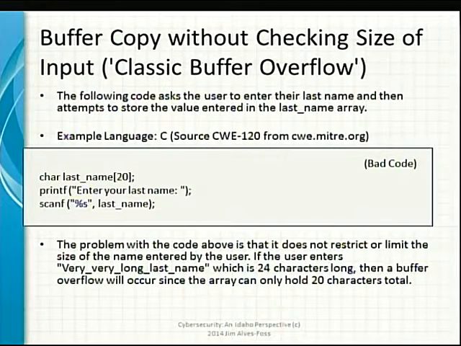So a more precise example: here we have a character array, last name, 20. We ask, enter your last name, then scan in the string to last name. If the user enters too long of a last name, beyond 20 characters, it overflows that buffer. And this was CWE, Common Weakness Enumeration 120, on the MITRE site. So if you enter a very, very long last name, which is 24 characters, you get a buffer overflow. And guess what? Bad guys can lie. They can tell you a different last name than their real last name.